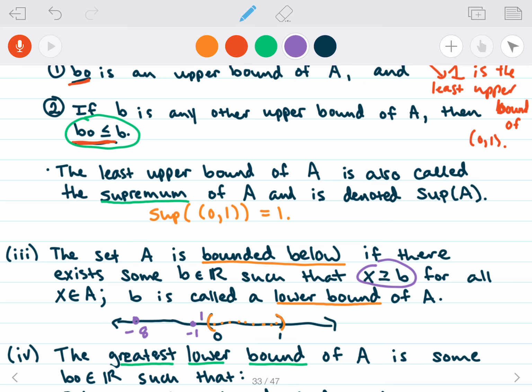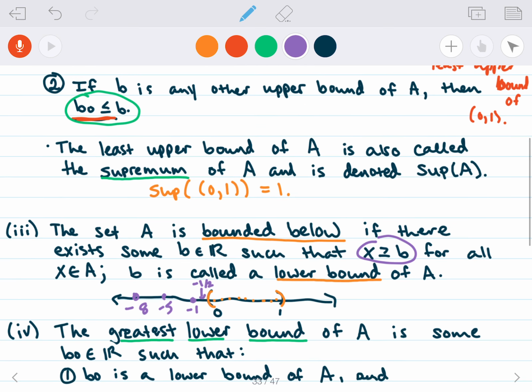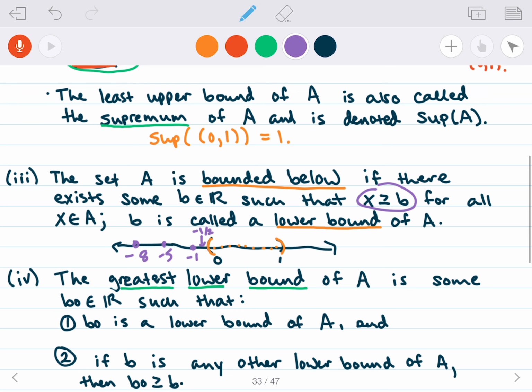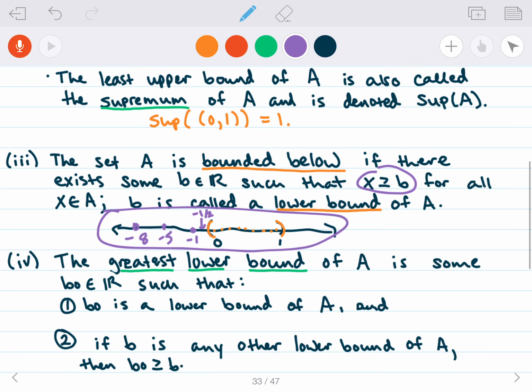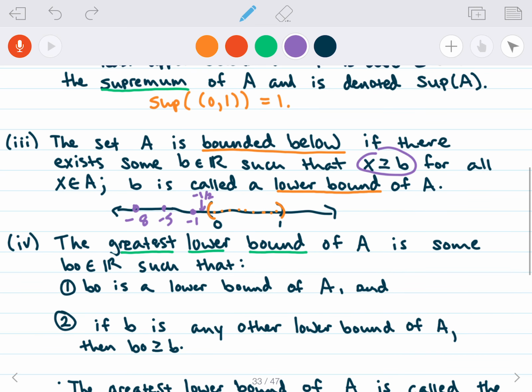You know, -0.5 is a lower bound. -1 billion is a lower bound. All of these things are lower bounds. There's uncountably infinitely many lower bounds for this set. And what do you think a greatest lower bound is? A greatest lower bound. What do you think it is for this set? Pause the video and ponder a little bit. What do you think the greatest lower bound is?